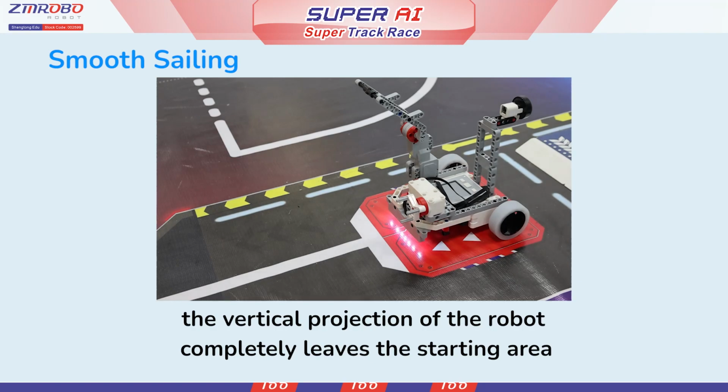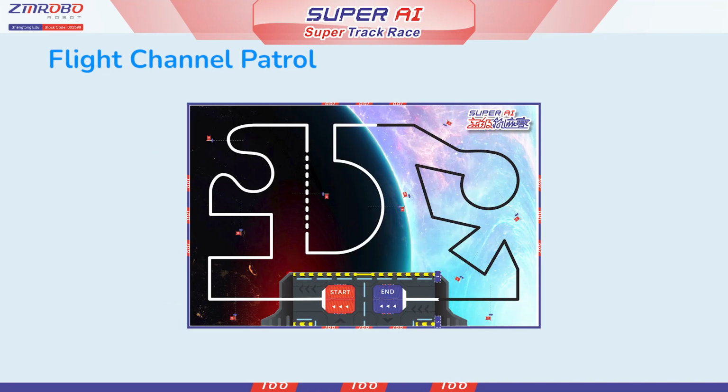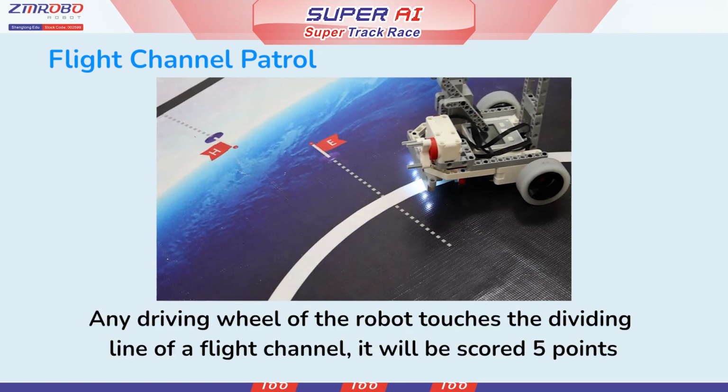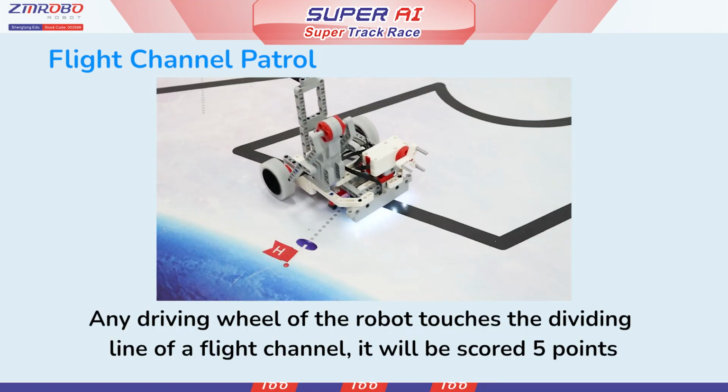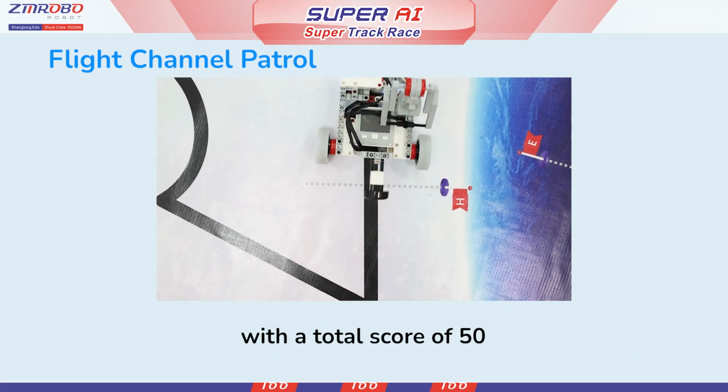Smooth sailing. The vertical projection of the robot completely leaves the starting area. Flight channel patrol. On the flight channel of the entire site, there are several dividing lines perpendicular to the flight channel, which divide the entire flight channel into multiple channel areas. English letters such as A, B, C are marked in order. If any driving wheel of the robot touches the dividing line of a flight channel, it will be scored 5 points, with a total score of 50.